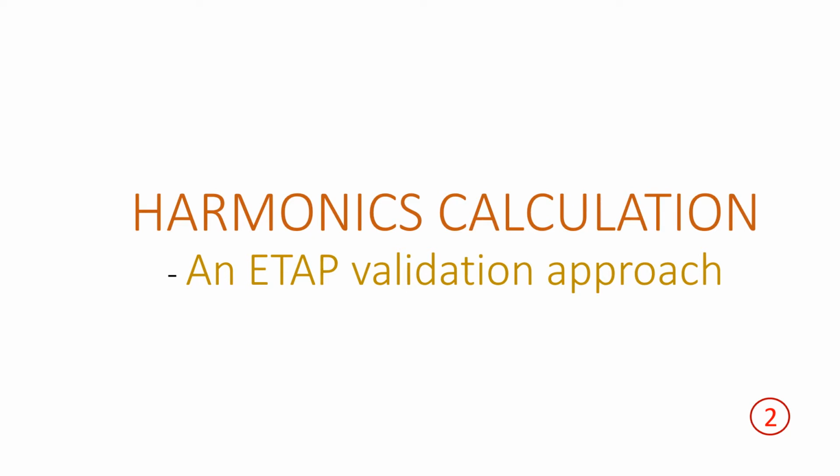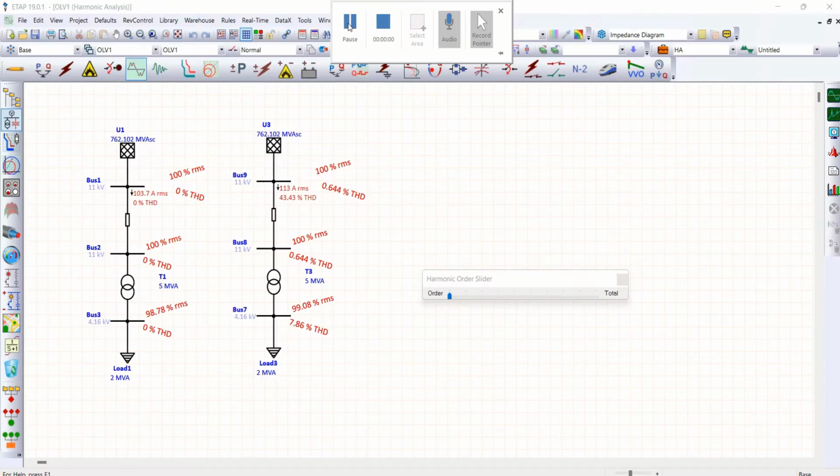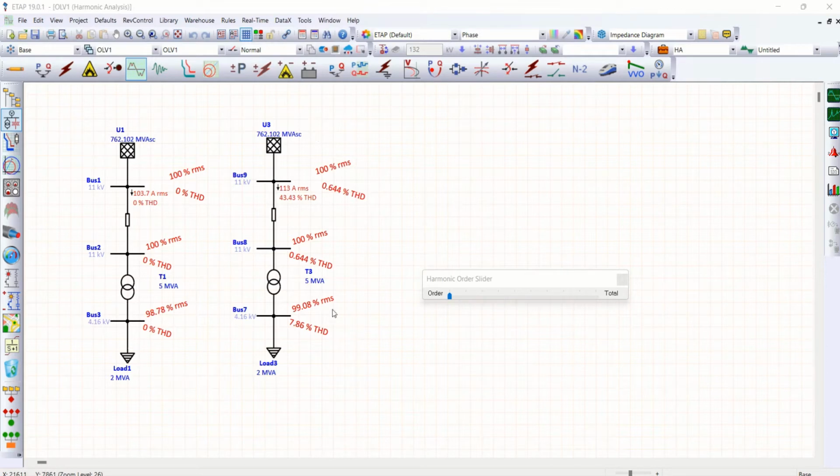In this video, let us understand how to calculate harmonic distortion and validate the same using ETAP. I hope you remember this SLD as well as the values which were used in the last video. Bus number 7 has a voltage THD of 7.86. Both bus number 9 and 8 have a voltage THD of 0.644, and the current from bus number 9 has a 43.43 THD value, in fact, current harmonics percentage.